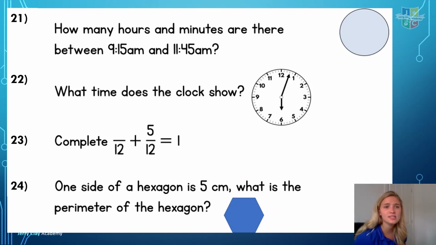Okay, so for the next ones, tell me the name of the shape at the top. Then how many hours and minutes are there between 9:15 and 11:45? So put it on a number line and work it out that way. Then what time does it show on the clock? So there you can tell me as an AM and PM on 24 hours as well.